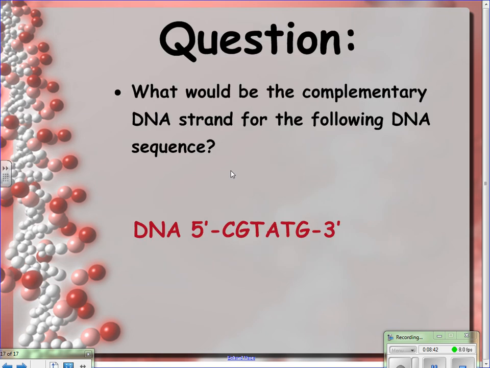So let's finish with a question, and this will conclude the podcast. What would be the complementary DNA strand for the following DNA sequence? Try it out, and I hope that was helpful.